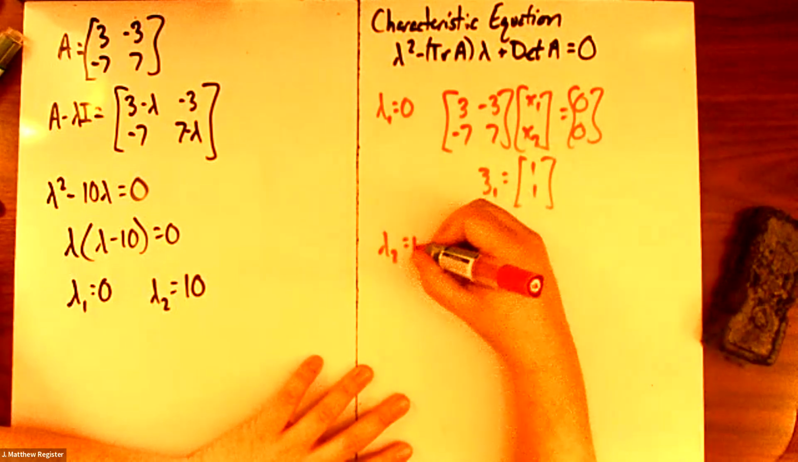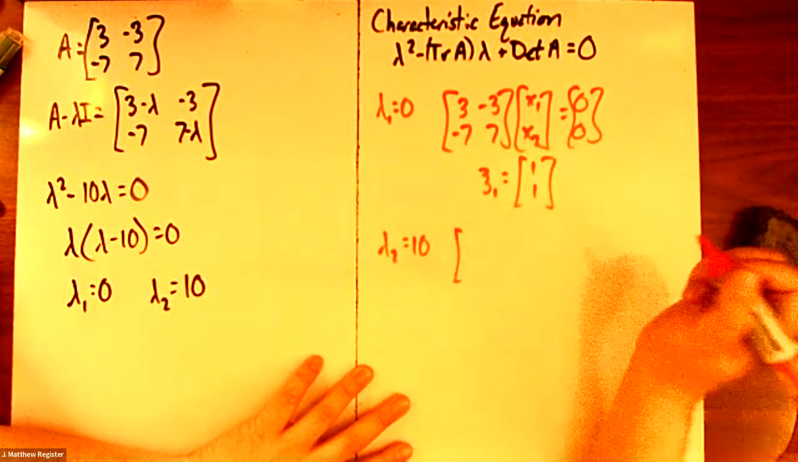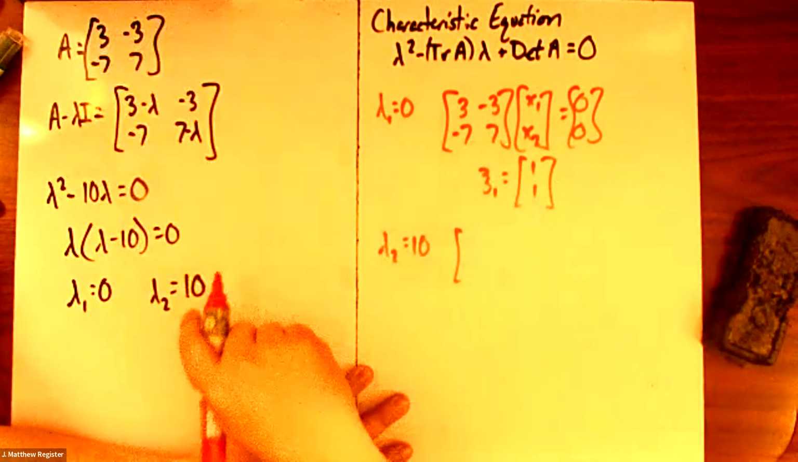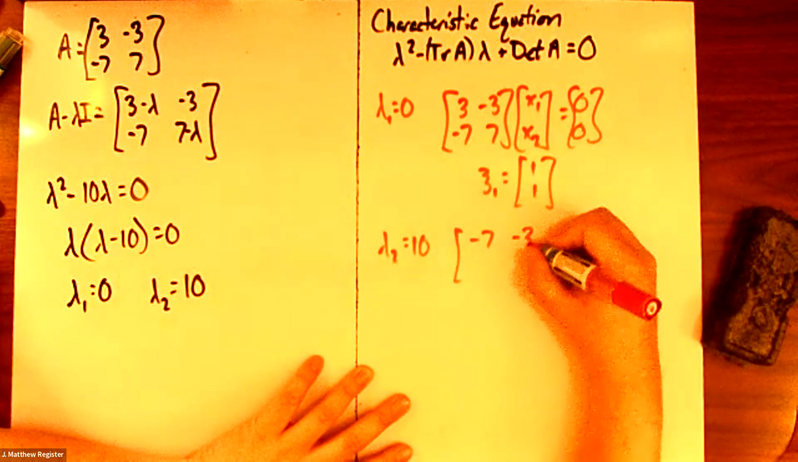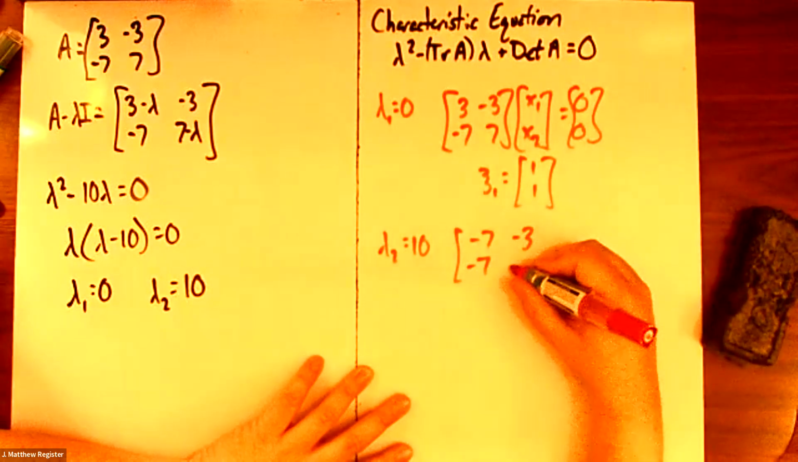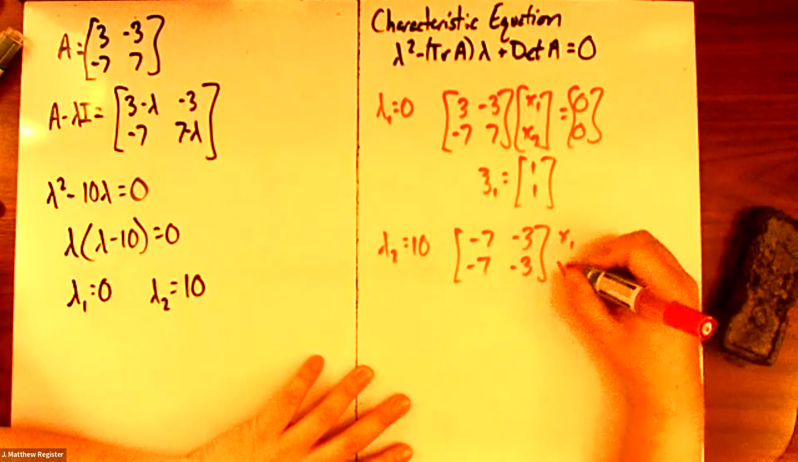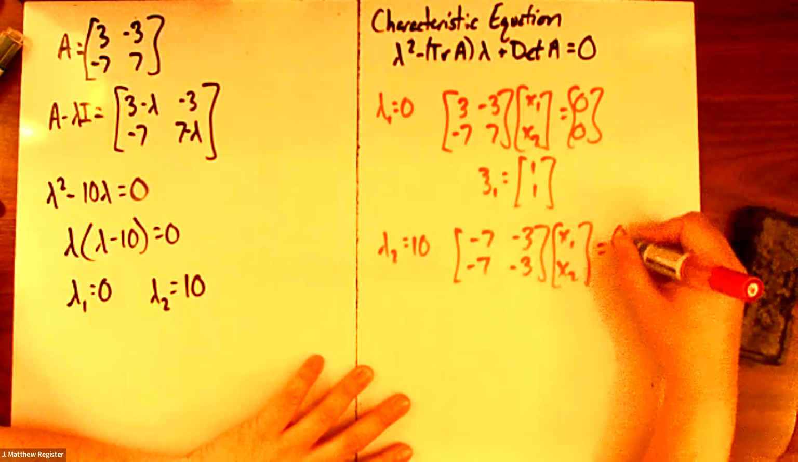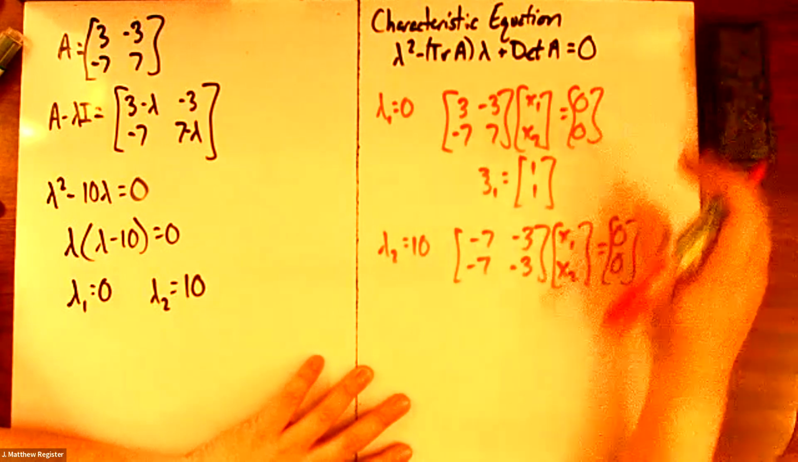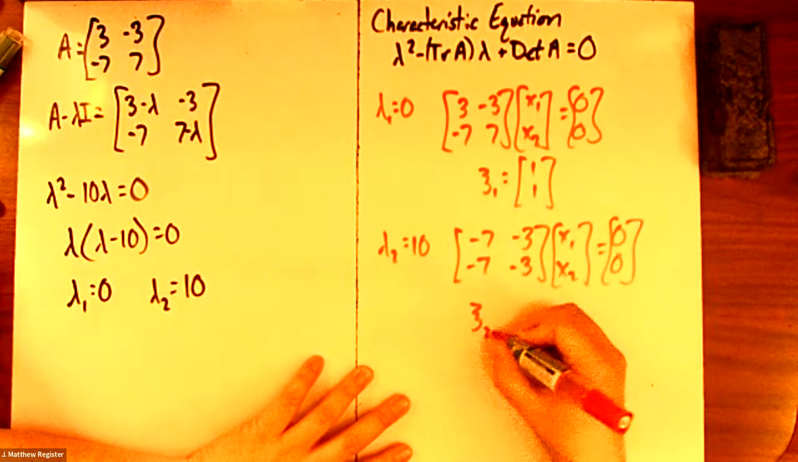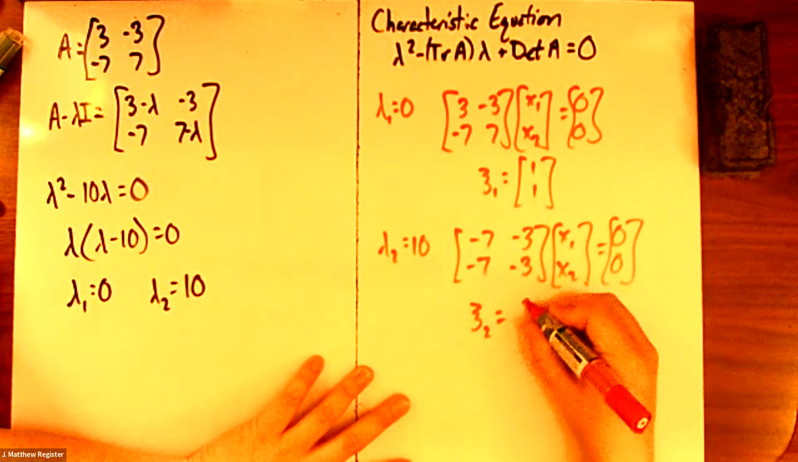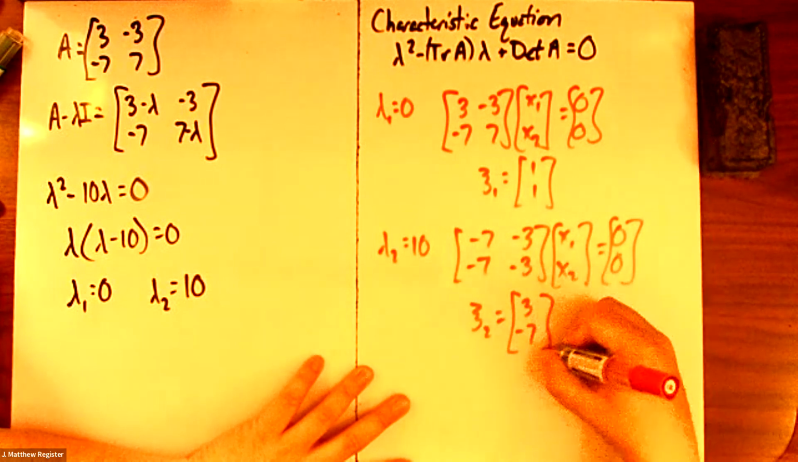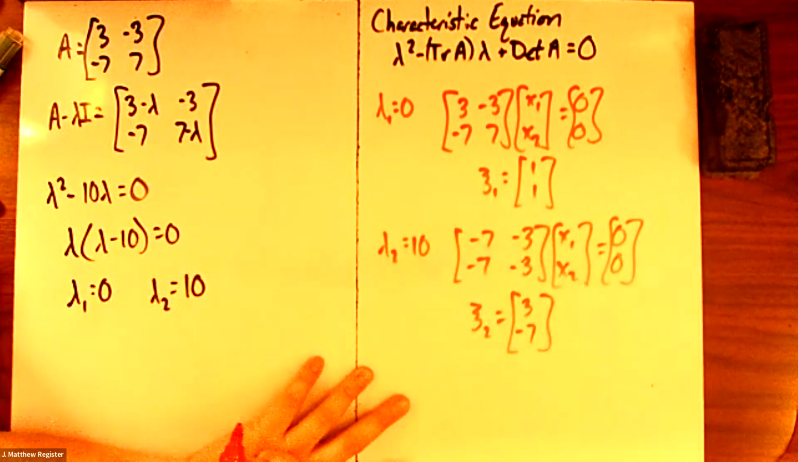For lambda 2, which is 10, same idea. And so now it's going to be 3 minus 10 is -7, -3, -7, then a -3. And so looking at this, our second eigenvector is going to be, how about a 3, -7? It's 3 times the first, 7 times the second, swap one of the sides, and you are good to go.